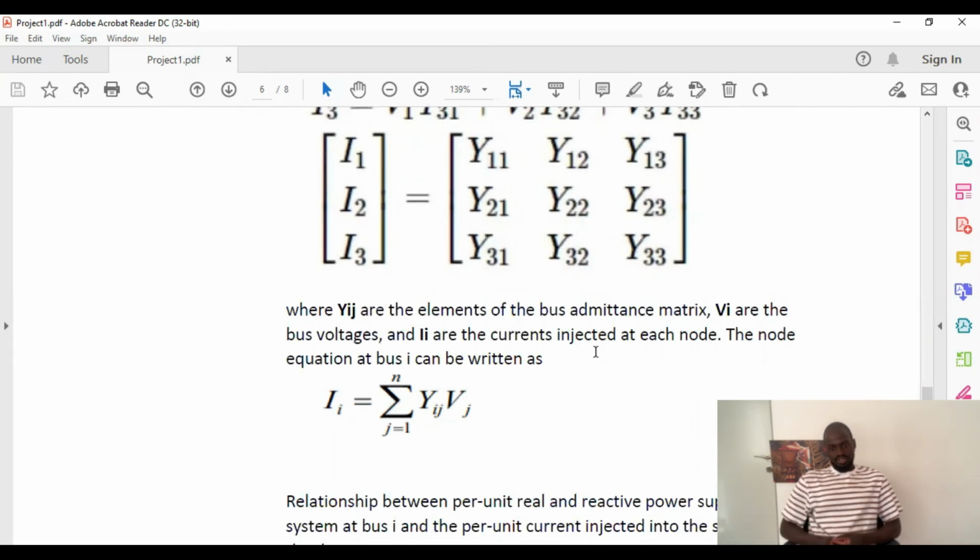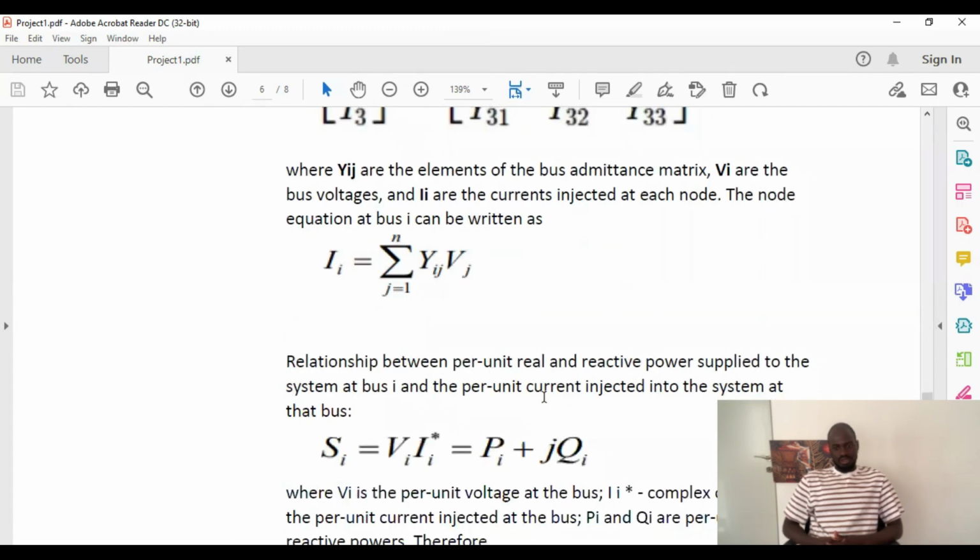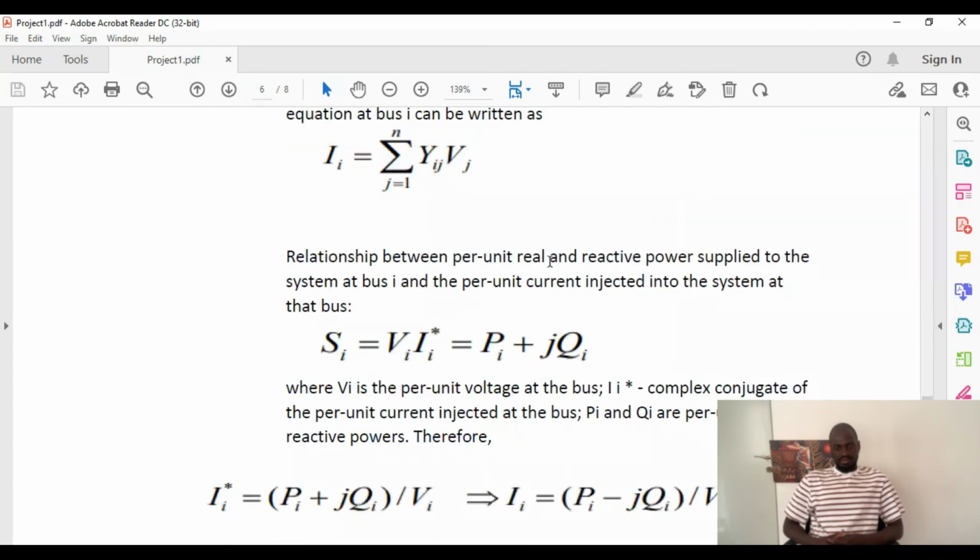where Yij are the elements of the bus admittance matrix, Vi are the bus voltages, and Ii are the currents injected at each node. The node equation at bus i can be written as the following. As you can see, I don't want to repeat all of this, it might take time.